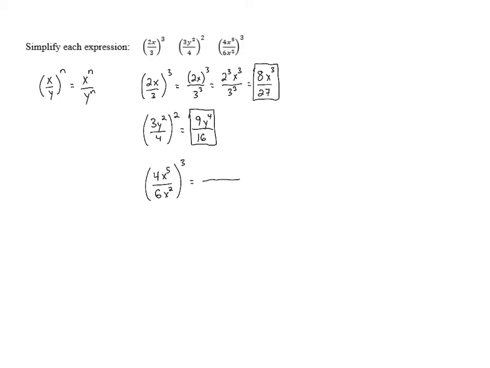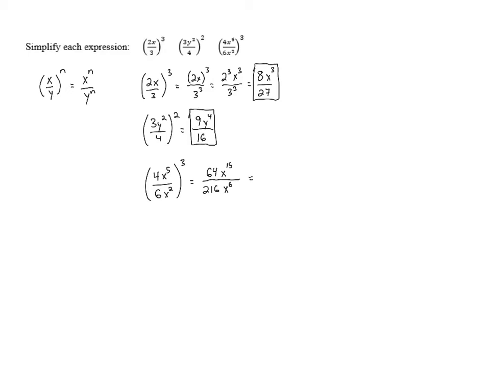So here in the numerator, we've got 4 cubed. 4 times 4 times 4 is 64. And then x to the 5th cubed is x to the 15th. We multiply those exponents. In the denominator, 6 cubed is 216. And then when we take x squared and cube it, we get x to the 6th. And then we've got a bit of reducing to do.